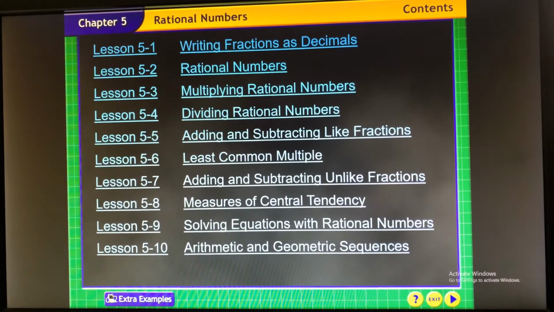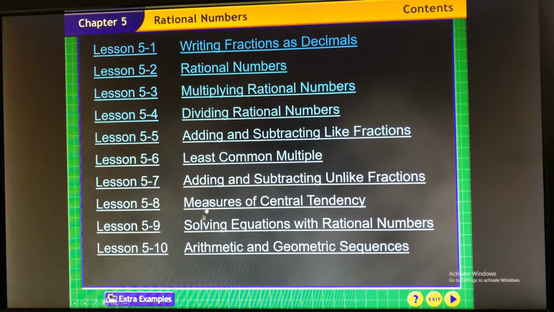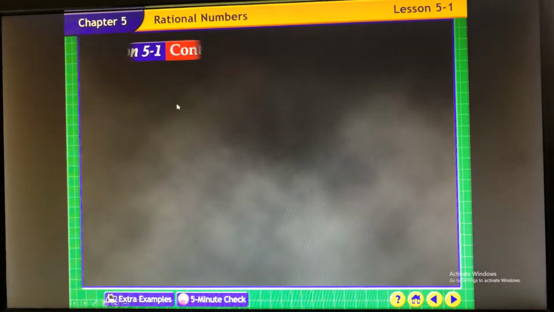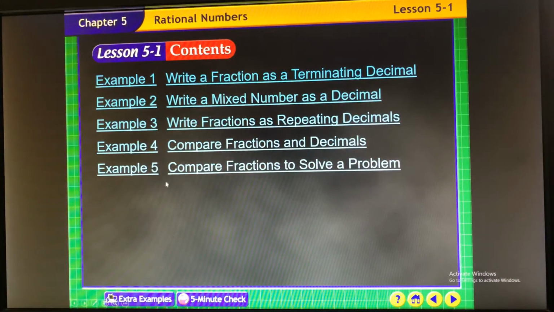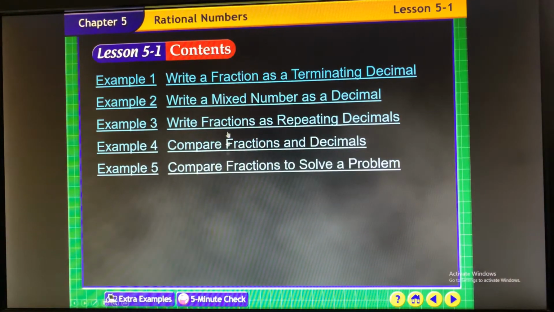All right, we got a lot to learn in chapter 5, and it's all about fractions and decimals and adding and subtracting them, and then solving equations with fractions and decimals. So let's get started. We're going to start first by writing fractions as decimals. So you'll need to have your long division on. So here we go.